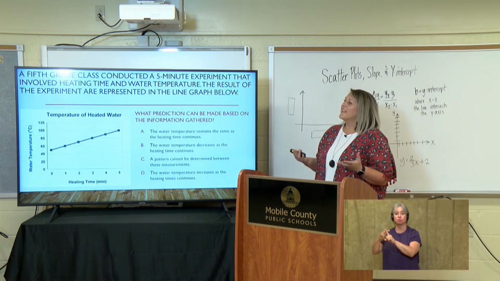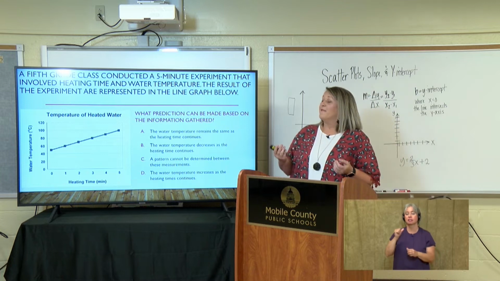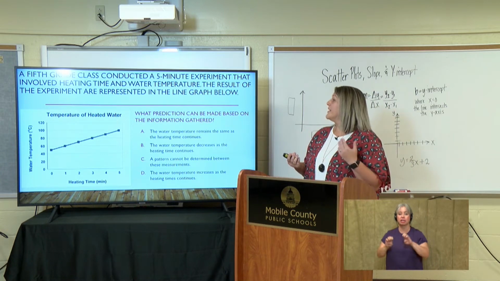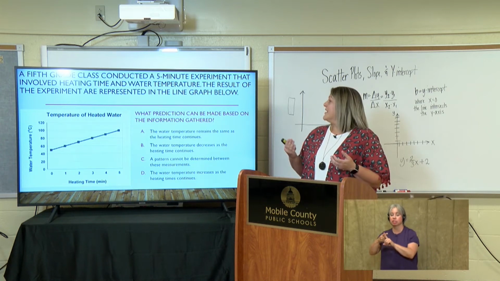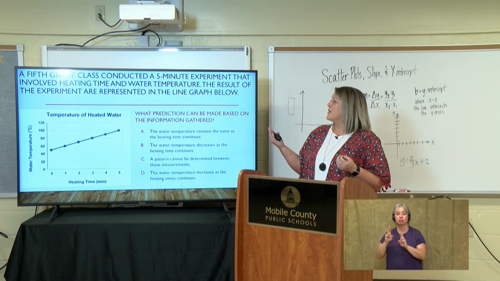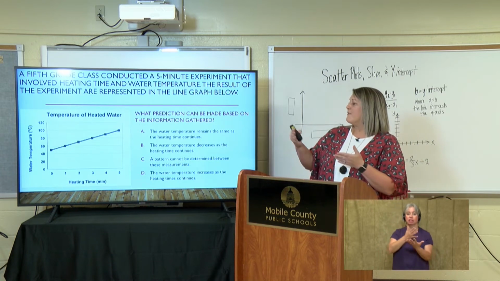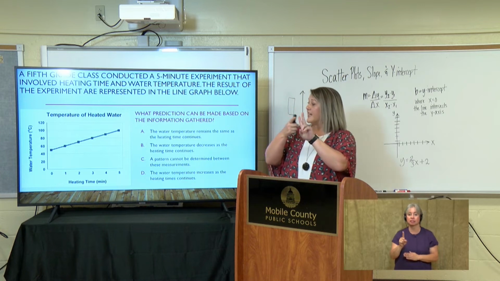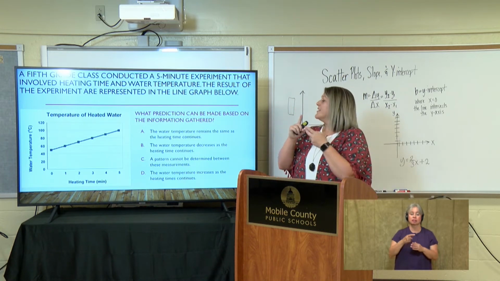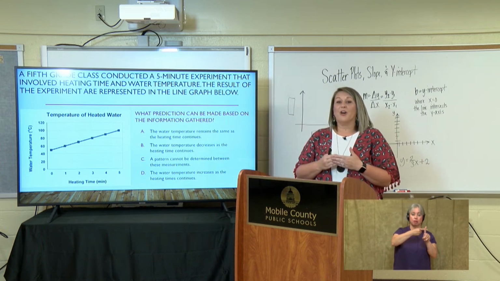So a 5th grade class conducted a 5-minute experiment that involved heating water, heating time and water temperature. So they were boiling something. And so the result of the experiment is represented in the graph below. So over 5 minutes there's our time, our two data, bivariate data here, time and temperature. So over time, what was happening to the temperature of our water?